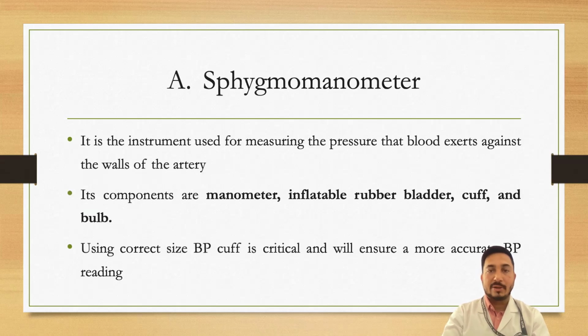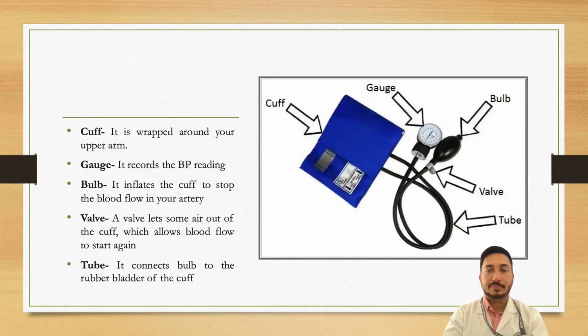The sphygmomanometer is the instrument used for measuring the pressure that blood exerts against the walls of the artery. Its components are the manometer, inflatable rubber bladder, cuff, and bulb. There are different sizes of cuff for different populations and different builds of patient, and using the correct size is critical to ensure a more accurate blood pressure reading.